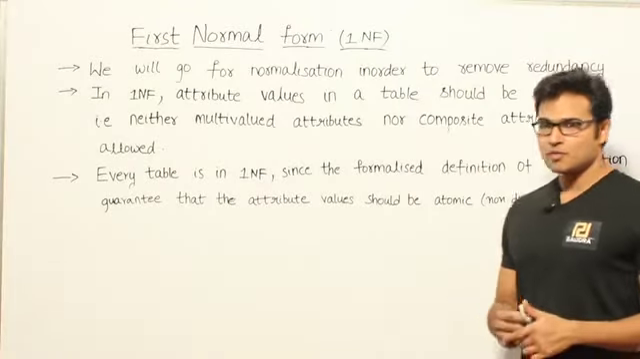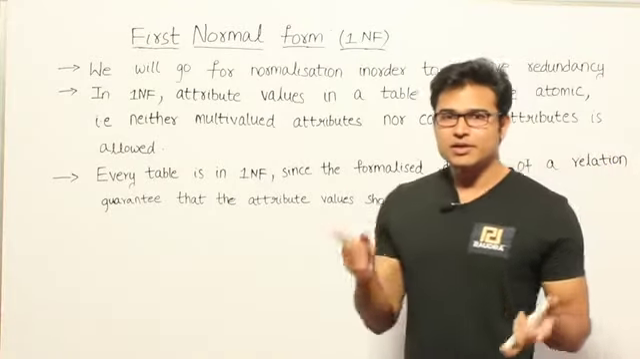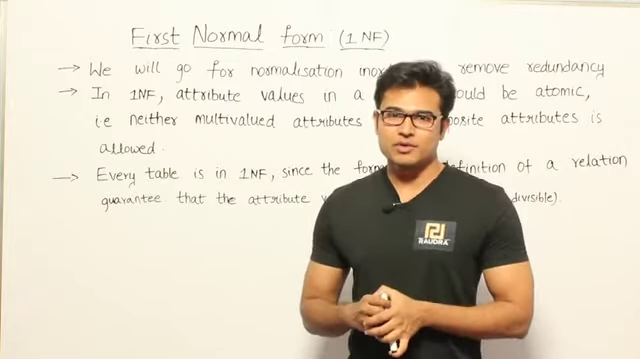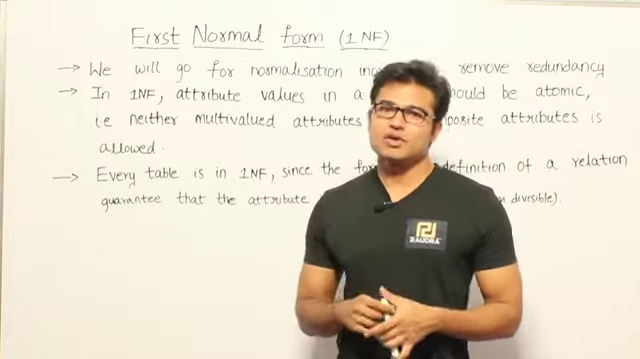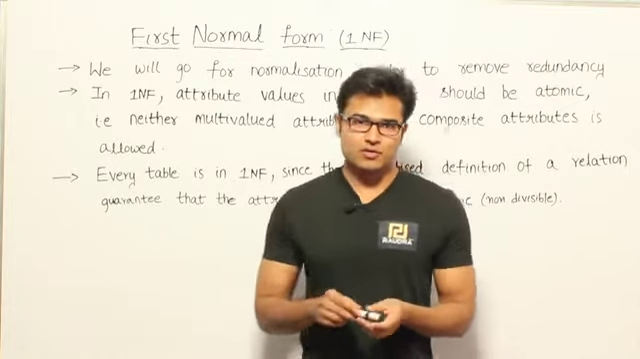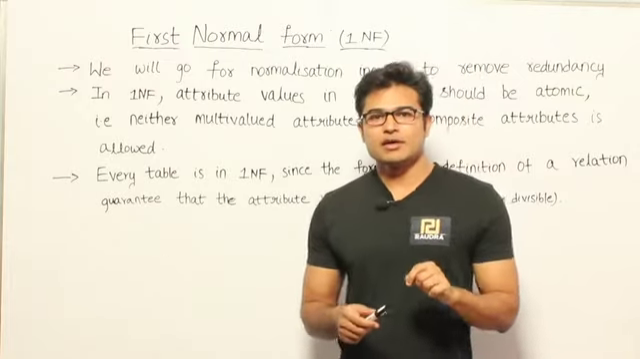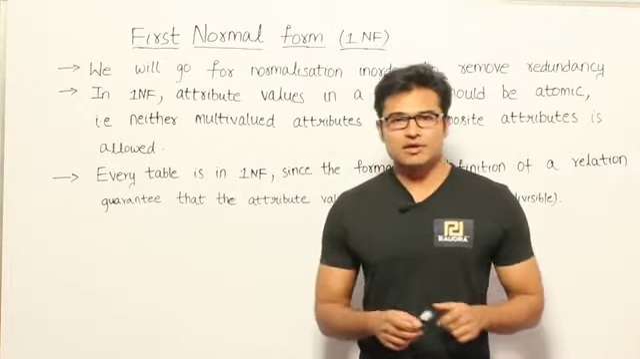Now let's see the first normal form. Whenever you create a table, depending on the type of attributes, the table might not be in first normal form, and one such attribute is called a multi-valued attribute. So if one of the attributes of the table is multi-valued, then there is a chance that the table is not going to be in the first normal form.